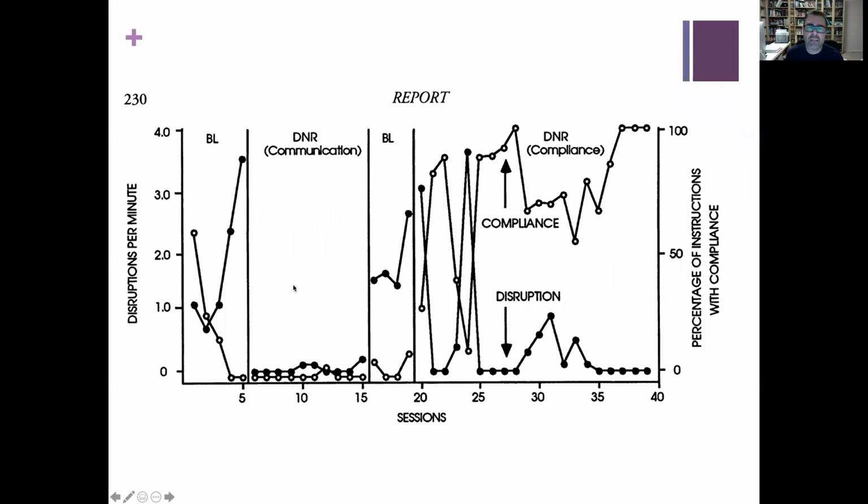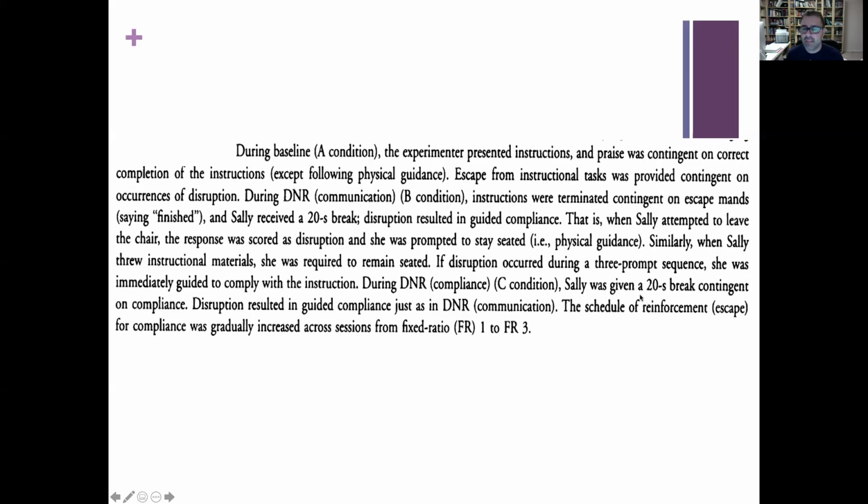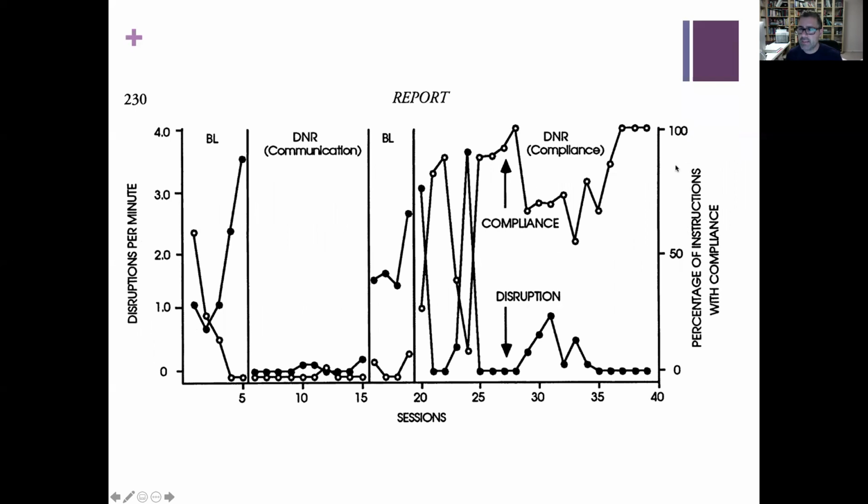Now, this is, again, disruption per minute on the y-axis, and the disruption is the filled circle. So you see a lot of disruption here. In the secondary y-axis, you have percentage of instructions with compliance. So this is when Sally engaged in compliance, right? And that is a percentage, right? So you have two y-axes because this is disruptions per minute, and this is percentage of compliance, and compliance here is the open circle.